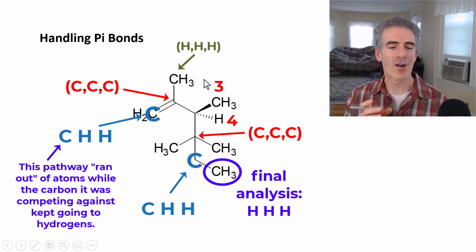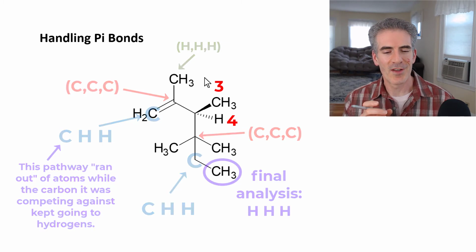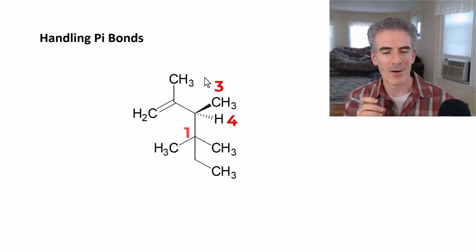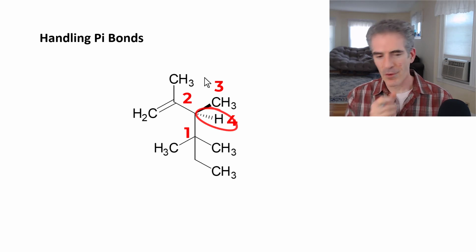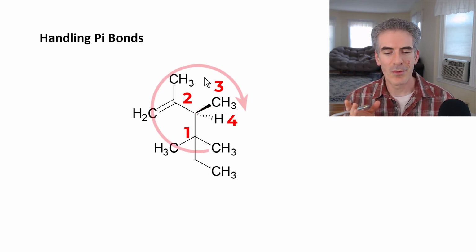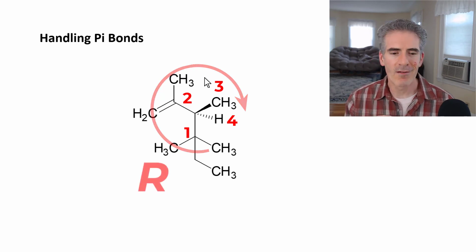So now we can put our four priorities on. We've got our 1, 2, 3, and 4 in place now. And lowest priority group is in the back. So 1, 2, and 3 is traveling to the right, clockwise, letter R.